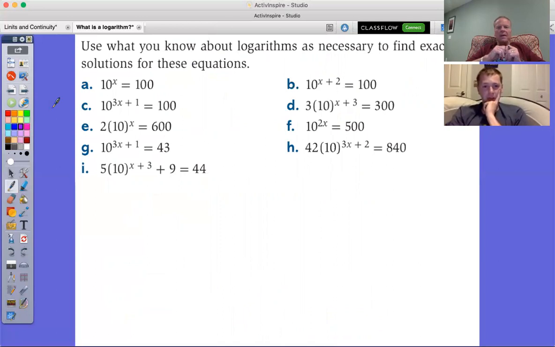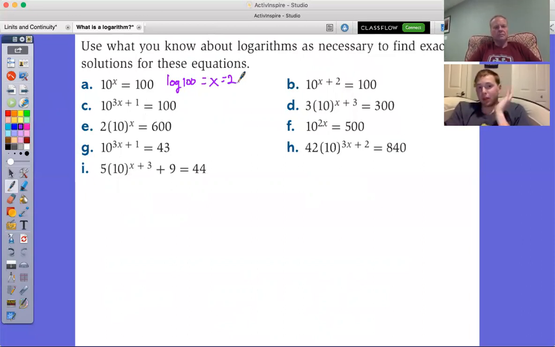Well, let's just look at problem A, because I think I can do that one. 10 to the power of x equals 100. If we translate that into logarithm vocabulary, the log of the number 100 is equal to the exponent, which is x in this case. I think we already did this one earlier tonight. I think that's 2, because 10 squared is 100. And you might even just be able to fill in the blank to begin with. You could say, oh, well, 10 to the power of 2 is 100.